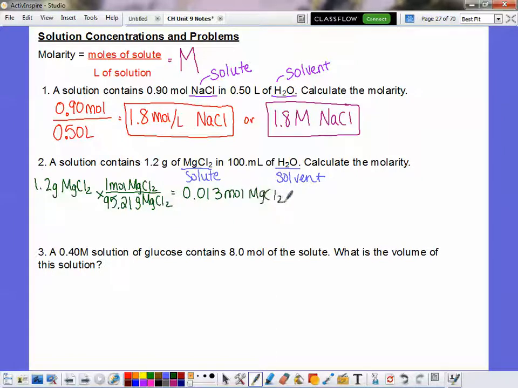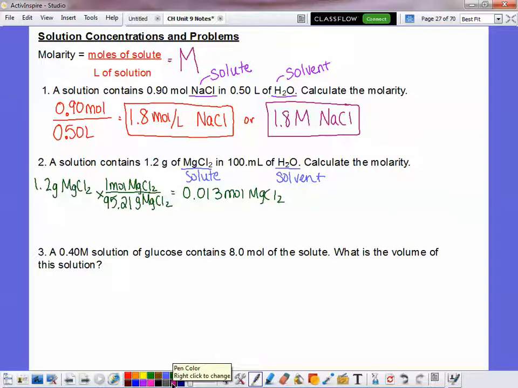0.013 moles of MgCl2. Remember, we need to maintain sig figs. 1.2 has 2 sig figs. 0.013 has 2 sig figs. Those zeros at the front of the number don't count for significant figures. So now I have the moles.